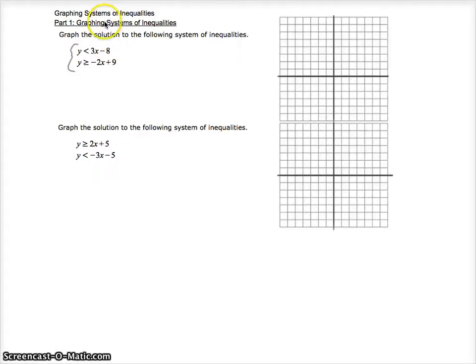Hello, welcome to Graphing Systems of Inequalities. And in part one, we're simply just going to look at graphing the systems and shading to find the solutions.